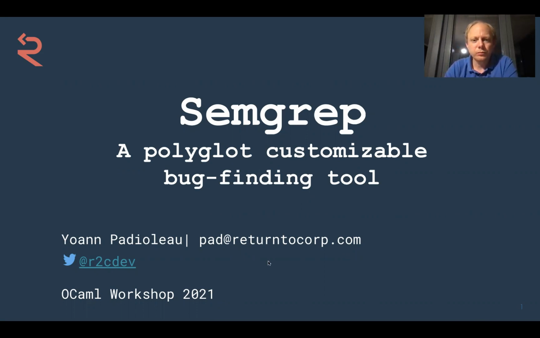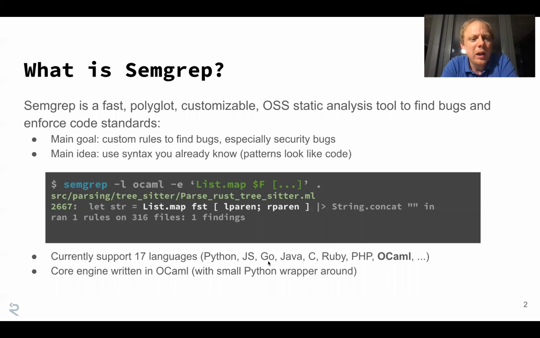And so, what is Semgrep? Semgrep is a fast, polyglot, customizable, open source static analysis tool to find bugs and enforce code standards. It can do many things, but its main goal, and where it really shines, is to write custom rules to find bugs, and especially security bugs. The main idea behind the tool is that to express code patterns, to express rules, you can use the syntax you already know, because the patterns look like regular code. To make things more concrete, here is an example.